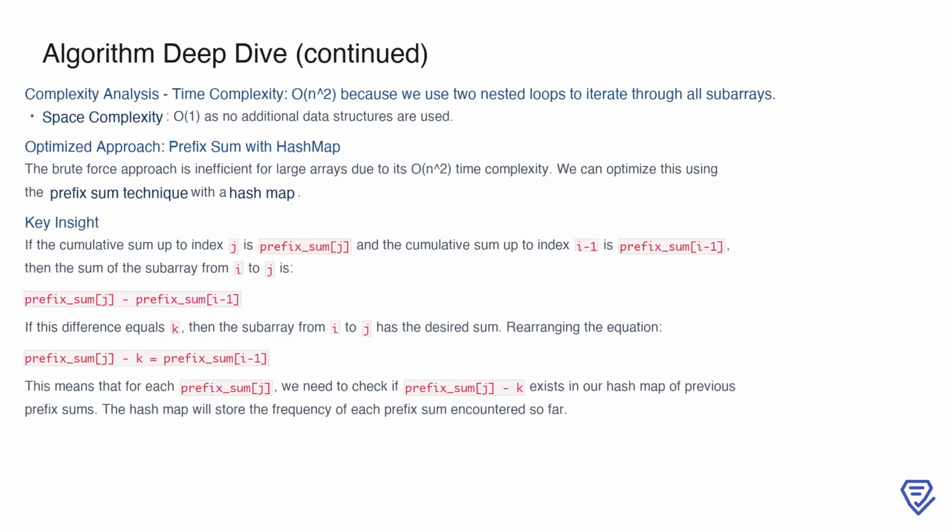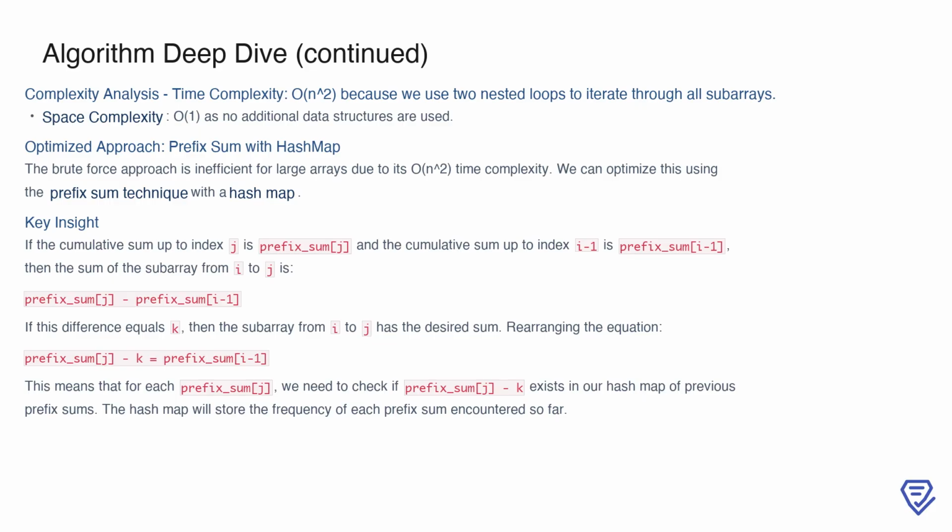The brute force approach has a time complexity of O(n²), because we use two nested loops to iterate through all possible subarrays. This makes it impractical for large arrays. The space complexity, however, is O(1), as no additional data structures are used.